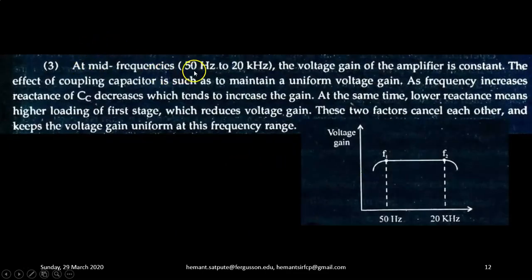Now at mid frequencies between 50 Hz to 20 kHz, the voltage gain of the amplifier is constant. So the effect of the coupling capacitor is such as to maintain a uniform voltage gain. As frequency increases, the reactance of Cc decreases, which tends to increase the gain. At the same time, lower reactance means higher loading of the first stage, which reduces voltage gain. So these two factors cancel each other and keep the voltage gain uniform in this frequency range. So this is why at mid frequencies the voltage gain of the RC coupled amplifier remains constant.